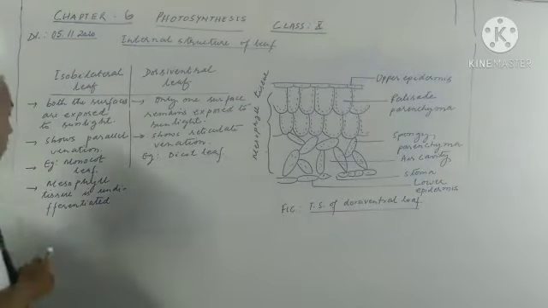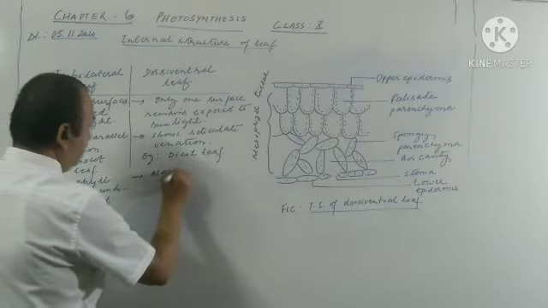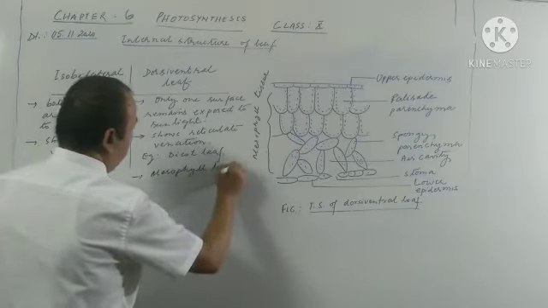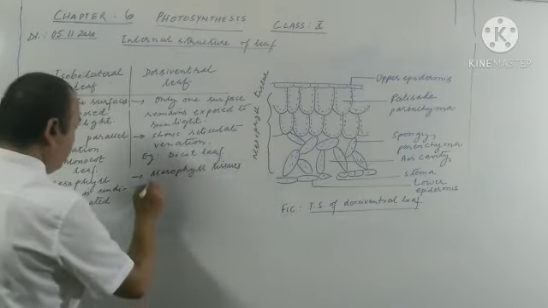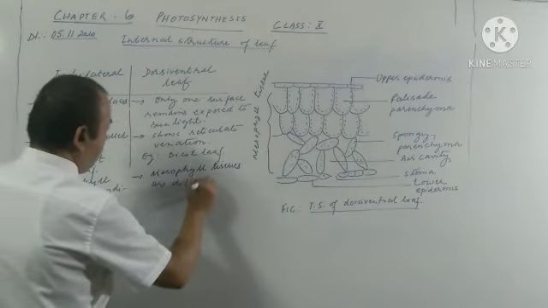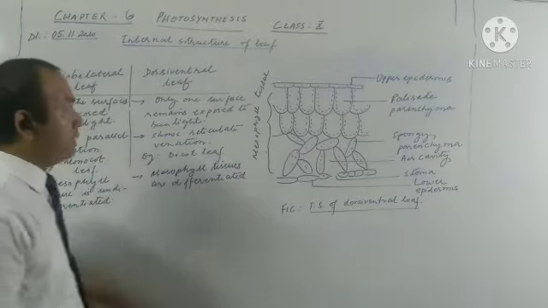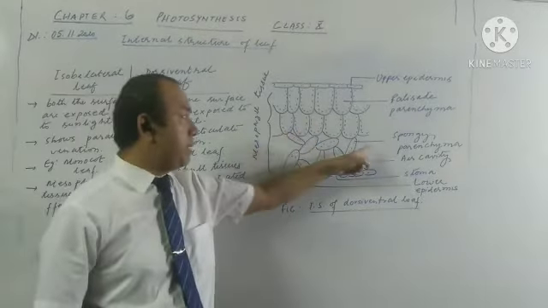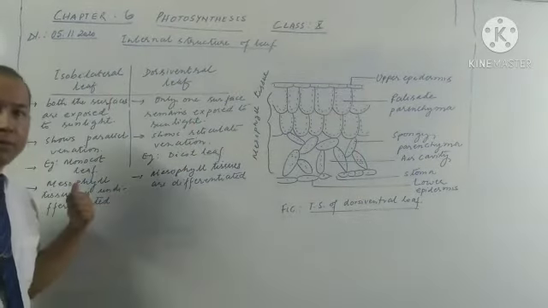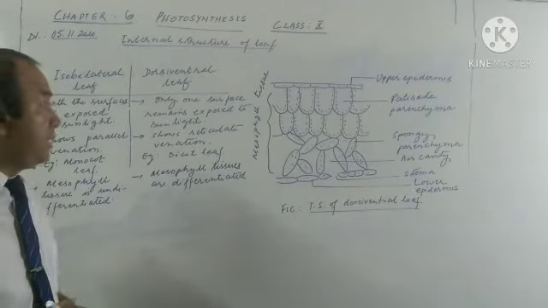But in case of dorsiventral leaf, mesophyll tissues are modified or differentiated into two different types of cells, as you can see in the figure: palisade parenchyma and spongy parenchyma. Okay, so these differences you can mention whenever the difference between the isobilateral leaf and dorsiventral leaf is asked.